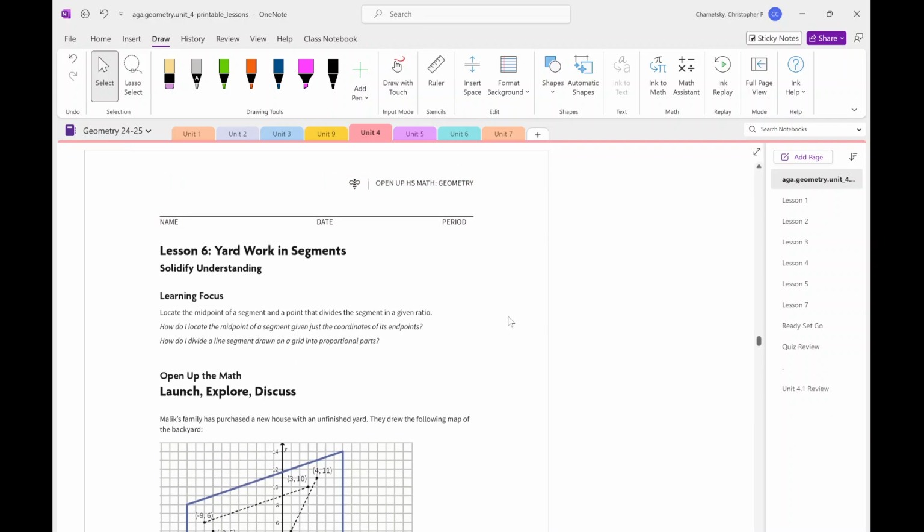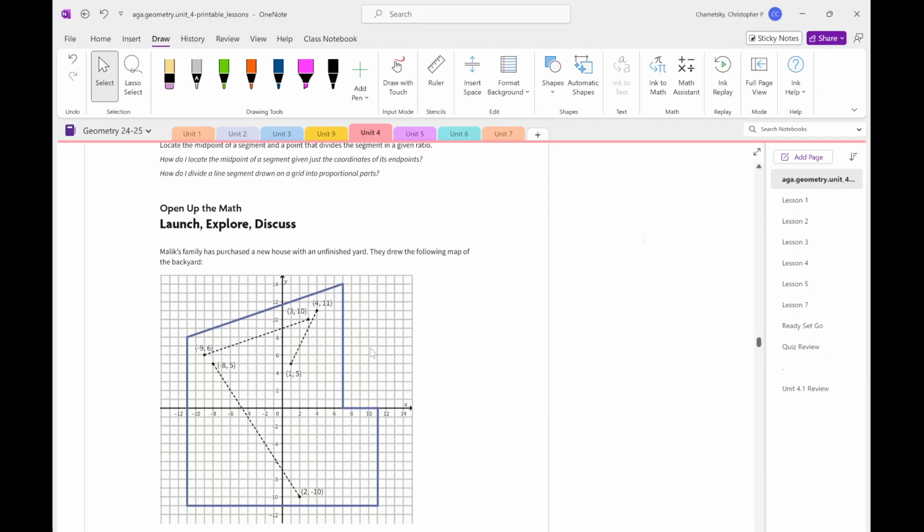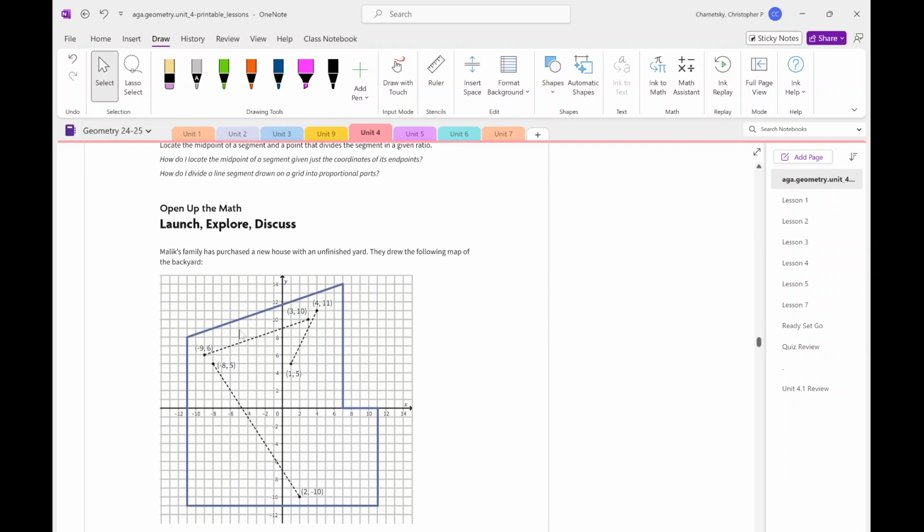Okay, so we have a yard work project going on, and we have some lines which we're drawing to help us figure out where to plant some stakes and some flowers and things like that. So we're not getting too into the complicatedness of this project. We're really going to be focusing on these lines.